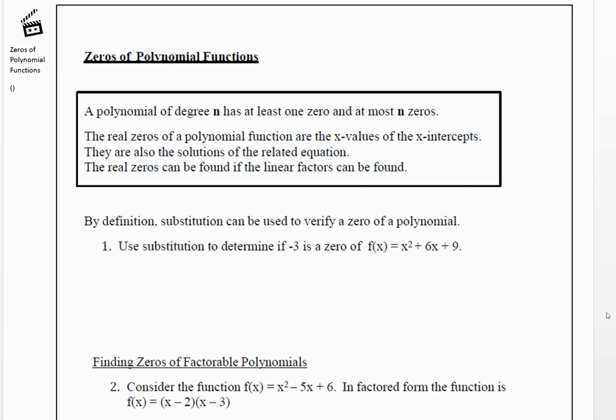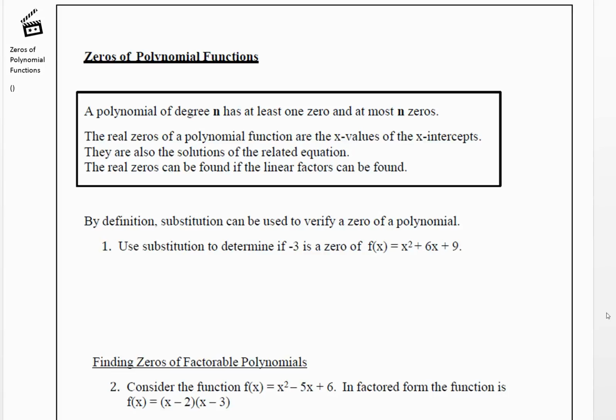The real zeros, so any of them that aren't imaginary, don't have complex, don't have i's in them, they're also the x values of the x-intercept. So if we can find those zeros, we'll know where the graph crosses the x-axis. And they're solutions to the related equation, so when you set the equation equal to 0.